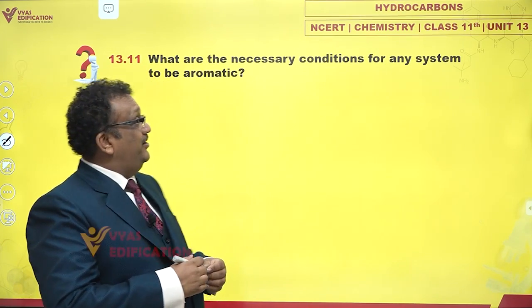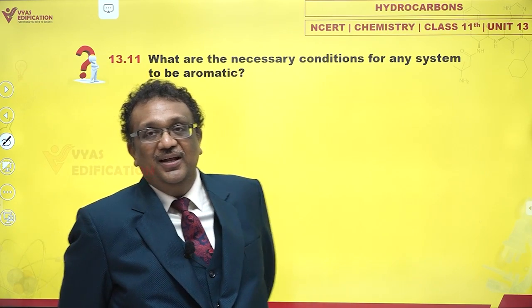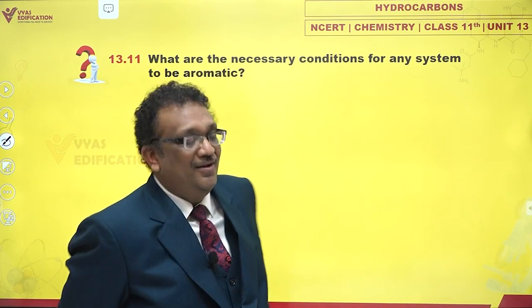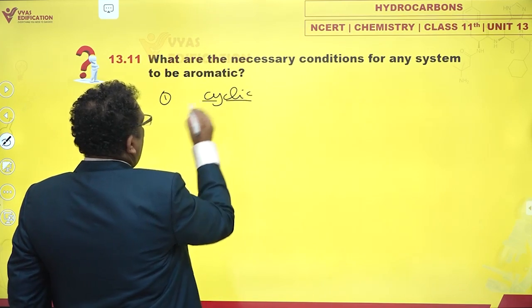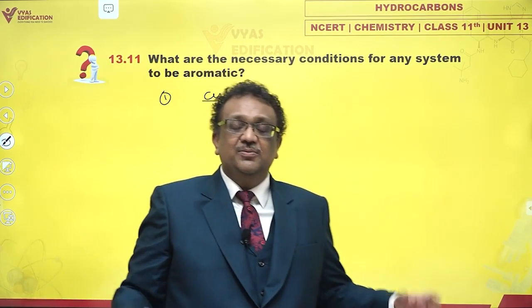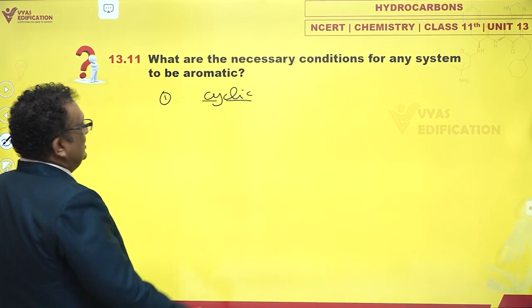What are the necessary conditions for any system to become aromatic? Well, there are, interestingly, 3 or 4 conditions. First, the system must be cyclic. There has to be a ring. Open chain systems cannot become aromatic.